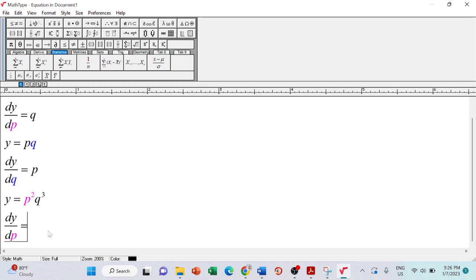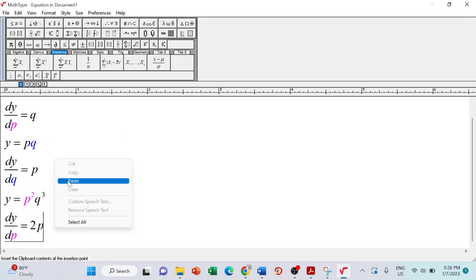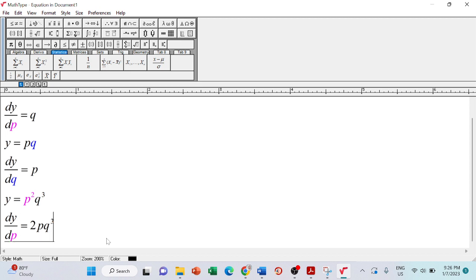2PQ power 3. Okay. P kuasa 2 akan dapat 2P. Betul? Okay. Q power 3, kita akan assume constant. Then, it should be same. Constant mesti ada. Okay? Constant tak berubah. Bila kita bezakan, constant tak berubah. Okay? So, this is the difference lah.